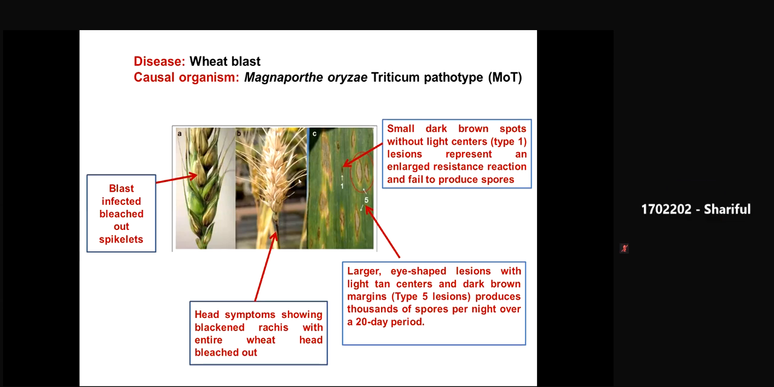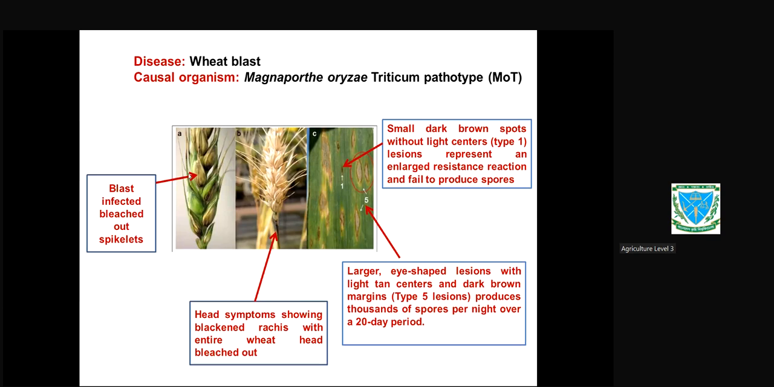This type 5 lesion is very important for epidemic development, because in this lesion the pathogen can produce conidia. If you don't see this type of symptom even on the leaves, you can notice the symptom on the head. What is the head symptom? The head becomes discolored. I mean, as if you burned the green head, it turns straw colored. So bleached out symptom. Bleached out means color change, deviating from its normal color. Burning symptom you can see.